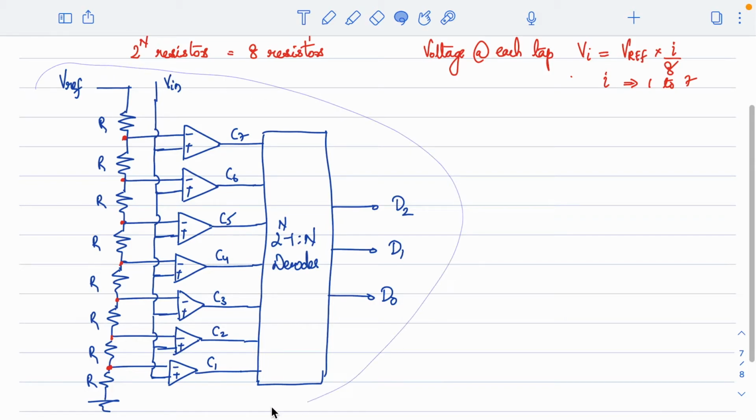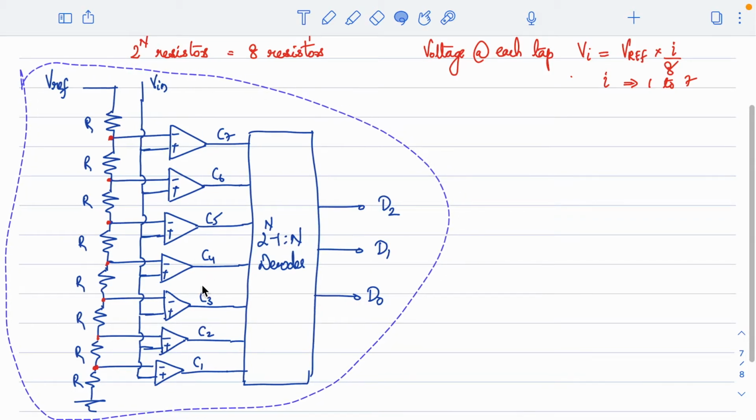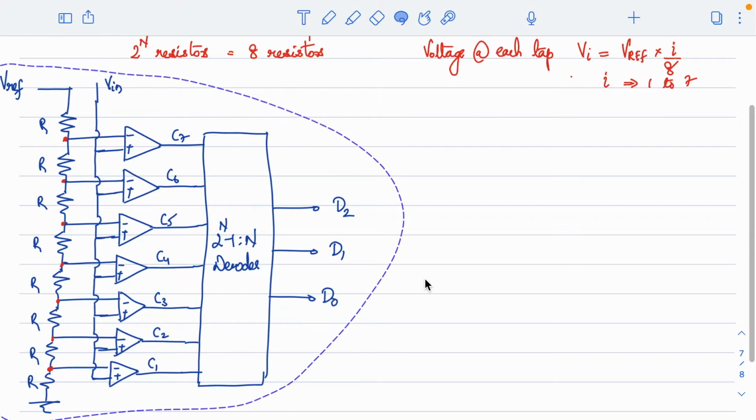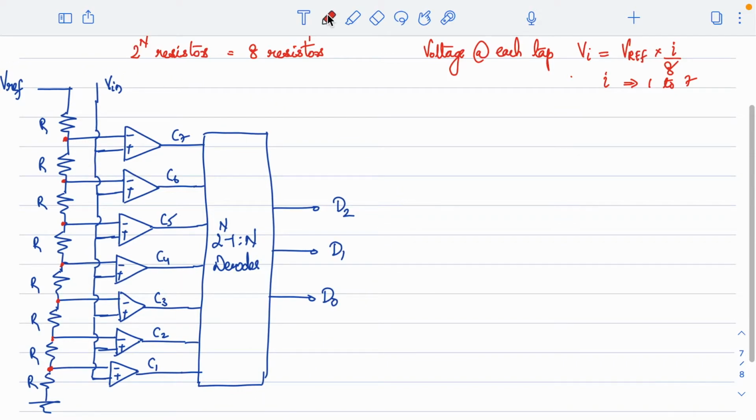Let me move this towards the left. What I need is to know the input voltage range, and depending on that, what output I am getting as the thermometer code, C7, C6, C5, C4, C3, C2, C1, and how, using a decoder, I can convert that into a digital code. This is what I am looking for.